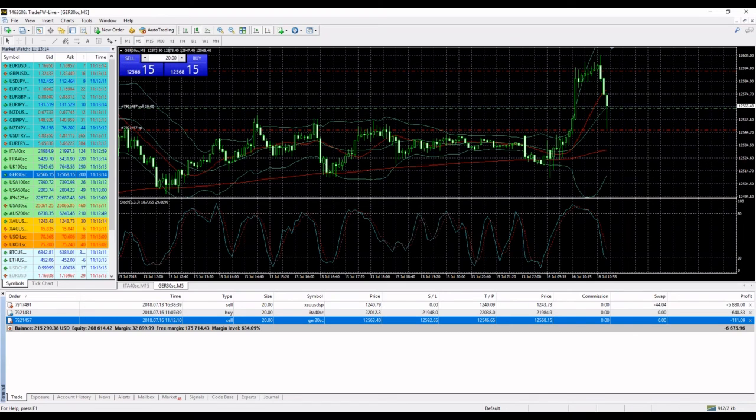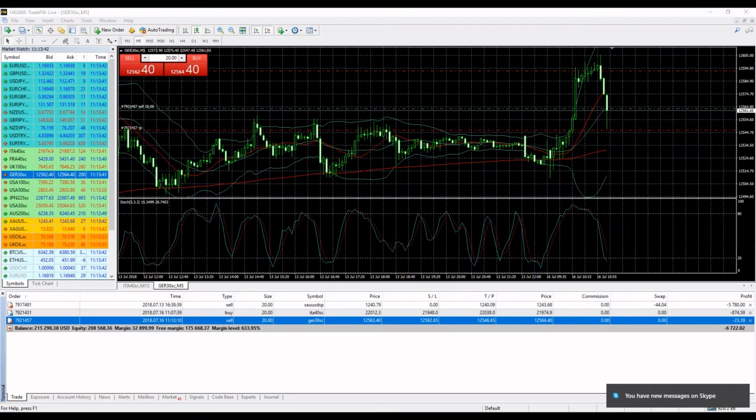So I shorted DAX, I entered at 12,563, and my stop loss is at 12,592. And my take profit is at 12,546. There we go. We just shorted that. Let's see how it will develop, and I'm hoping it will be okay.